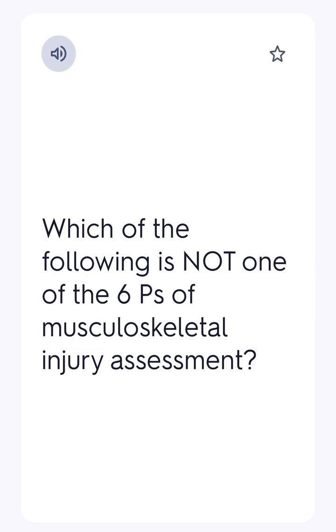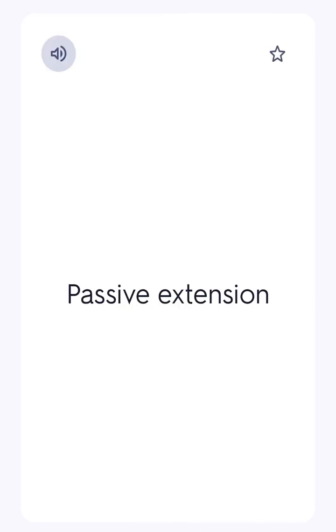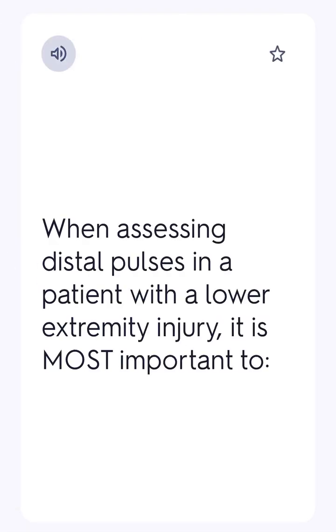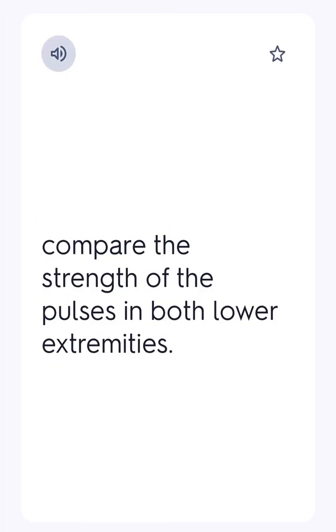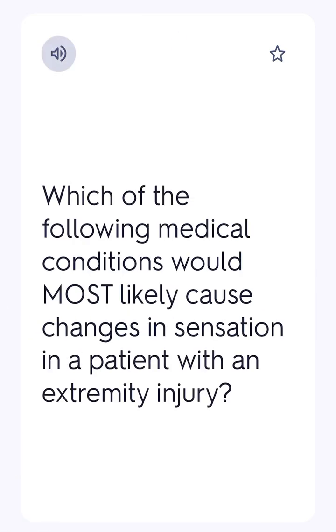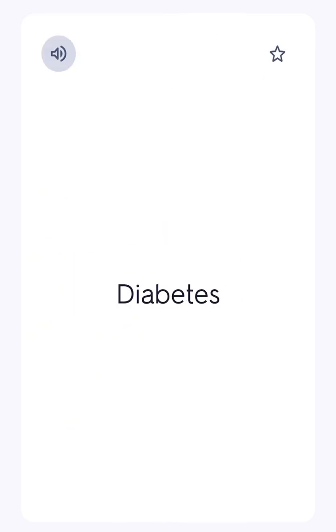Which of the following is not one of the 6 P's of musculoskeletal injury assessment? Passive extension. When assessing distal pulses in a patient with a lower extremity injury, it is most important to compare the strength of the pulses in both lower extremities. Which of the following medical conditions would most likely cause changes in sensation in a patient with an extremity injury? Diabetes.